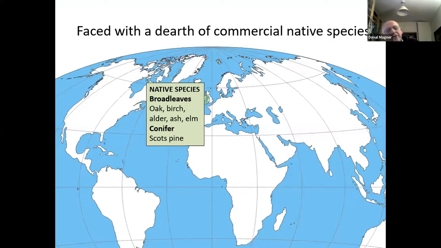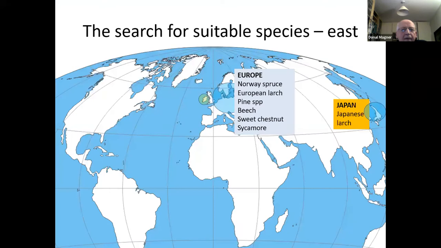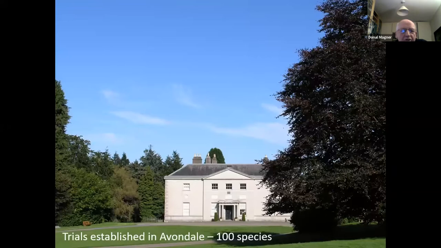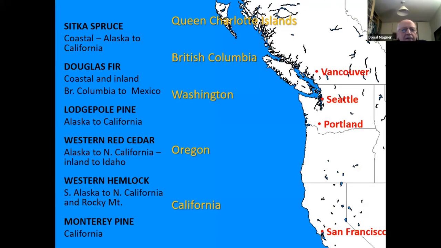So foresters over the last 100 years or so have been faced with a limited number of native species. So they've looked elsewhere. First of all, they looked to Europe for Norway spruce, larch, pine species, beech, sweet chestnut, then to Japan. But the big movement in Irish forestry was when Augustine Henry looked at a climate more or less on the same latitude as Ireland, a maritime climate. And that's where we pick up most of our species. These were established about 100 years ago in trial plots in Wicklow, and they discovered from that the climate in western North America, if you draw a line from Queen Charlotte Islands in Canada right down to Oregon and even further south to California, these are the species that were introduced to Avondale and grew extremely well.